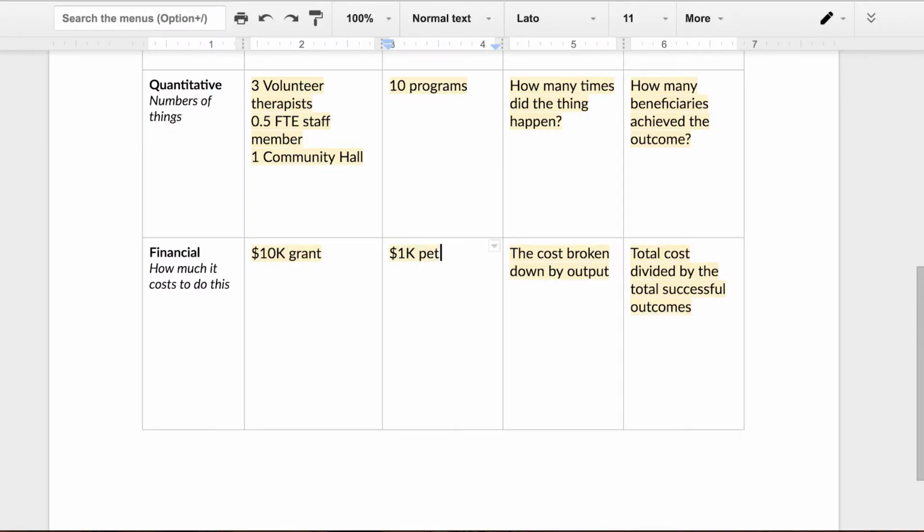In the financials box, we're simply saying for the 10 programs that were run, they were $1,000 per program, and we spent 10 grand. Okay, great. So that's 1K per program, a total of 10K overall.